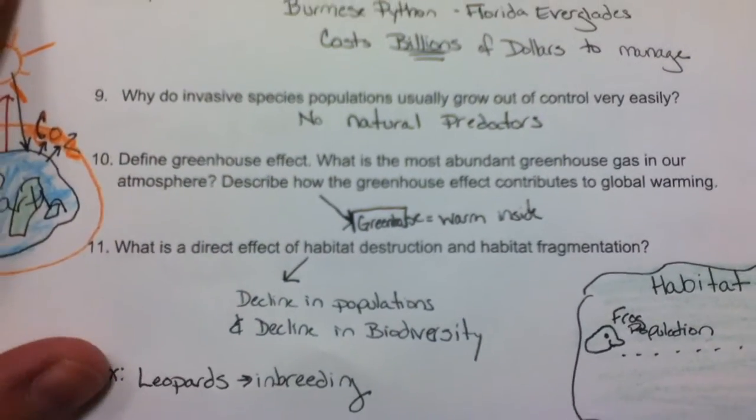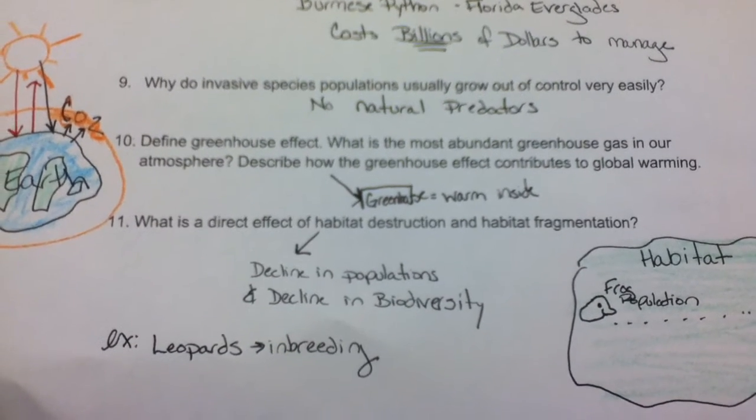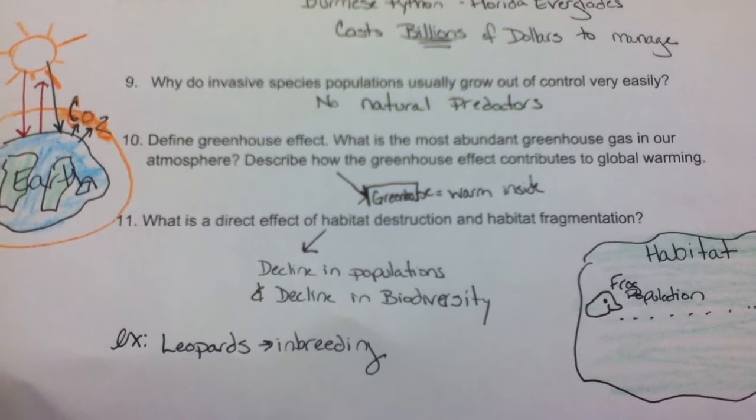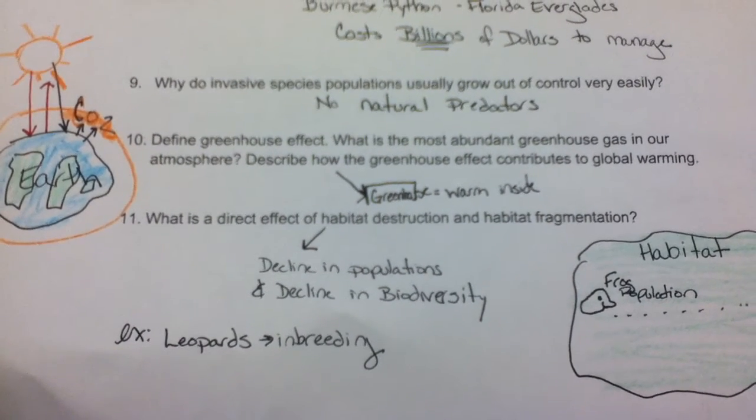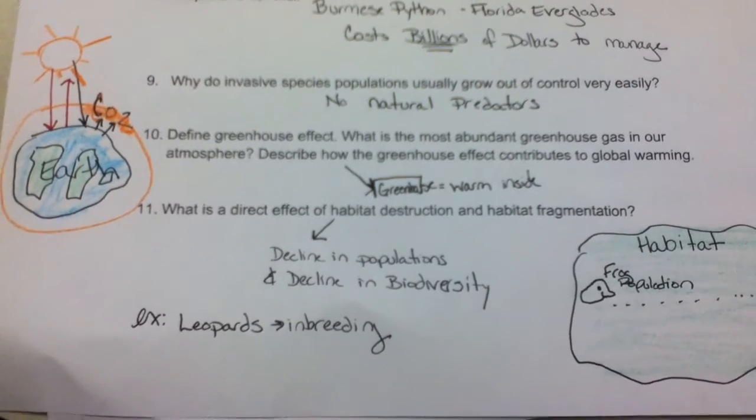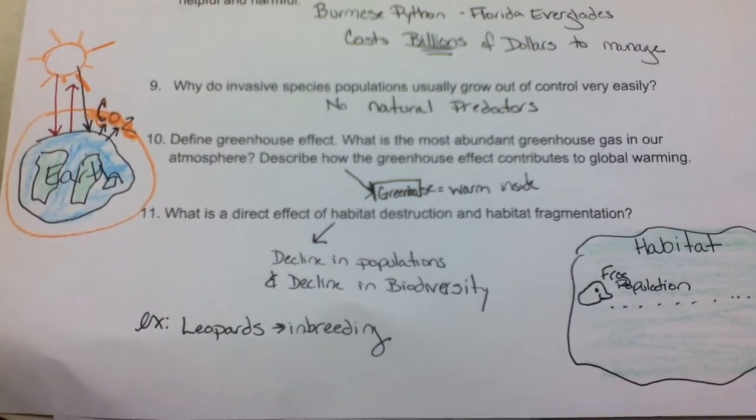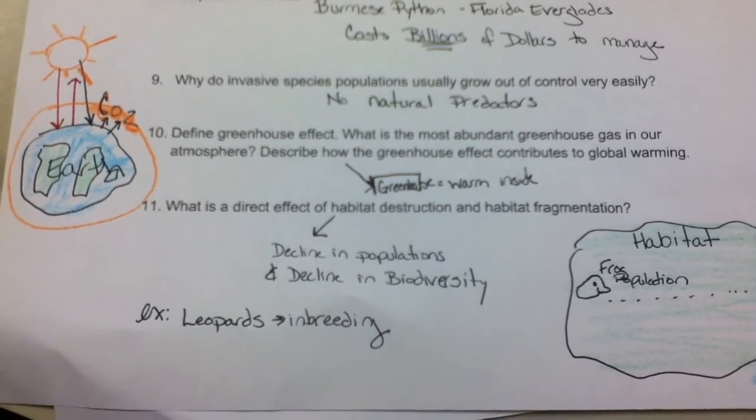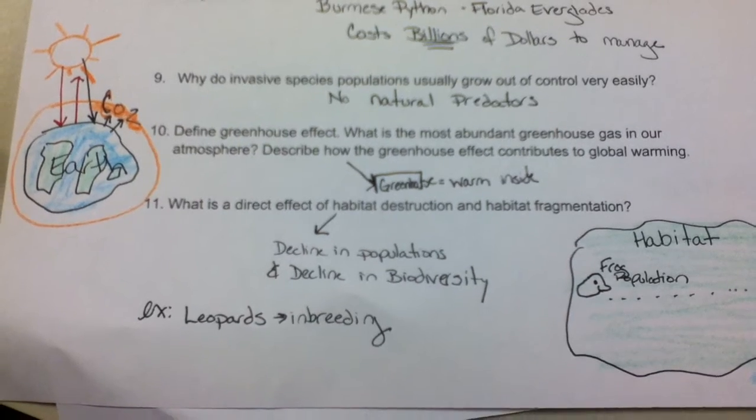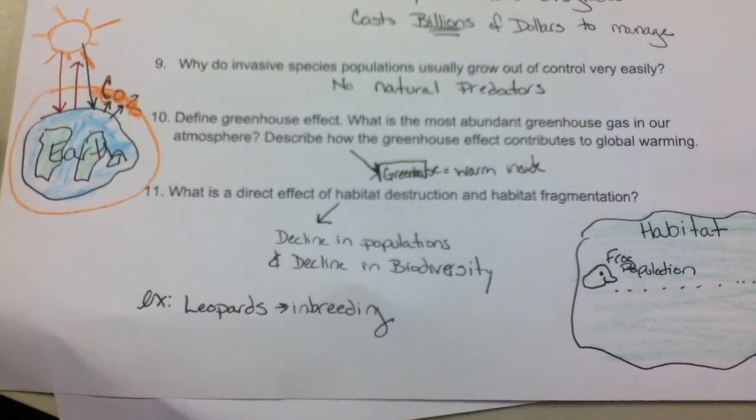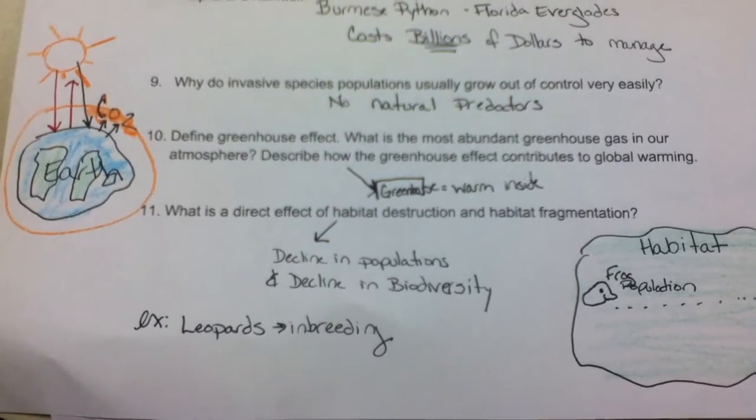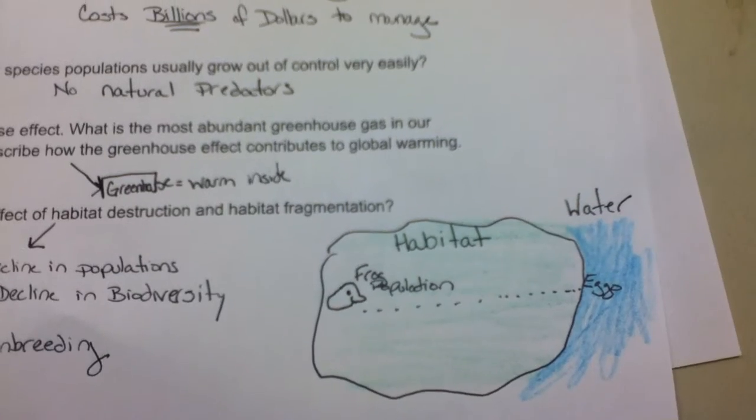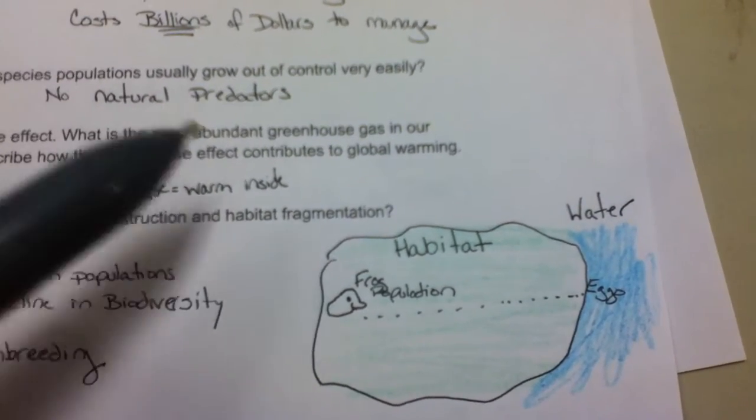Number 11, what is a direct effect of habitat destruction and habitat fragmentation? Habitat destruction is going to produce a decline in populations and a decline in biodiversity. One of the examples that we talked about in class was the leopard population. Because of habitat destruction, they have less area to roam. Therefore, they have to resort to inbreeding. This is decreasing the variety in their gene pool, and they're becoming more susceptible to disease, and they're ultimately going to become extinct. Habitat fragmentation, I don't think we talked about in class, but it's pretty basic and straightforward.